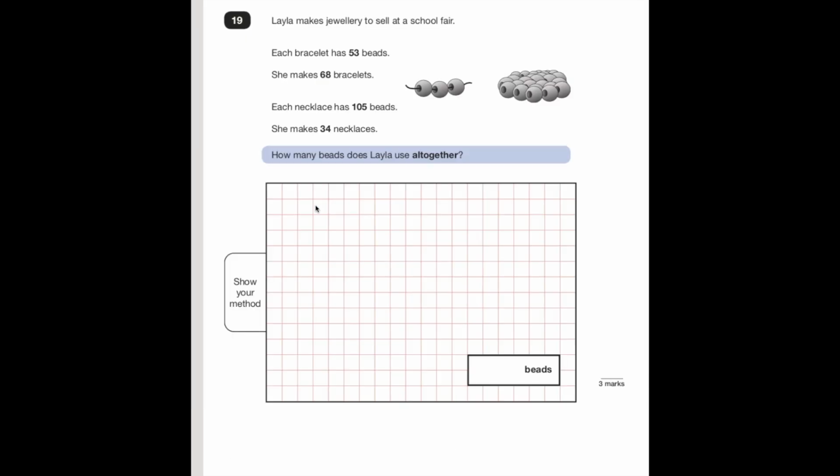Number 19 is a 3-mark question, so there's lots of working out that needs to be done for this one. Layla makes jewellery to sell at school fair. Each bracelet has 53 beads.